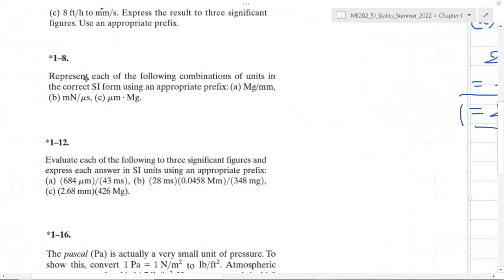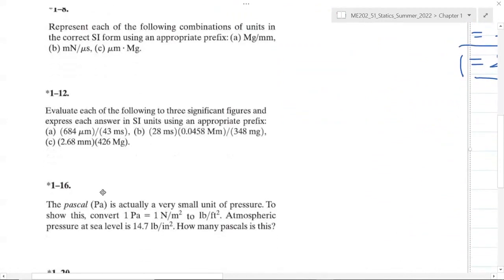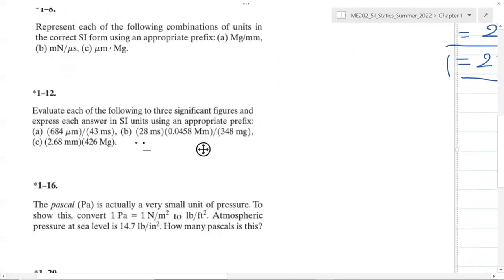Problem 1.8 is very similar to 1.12, so we will focus on 1.12 and that too the middle one. So let's read the problem statement. Evaluate each of the following to 3 significant figures and express each answer in SI units using an appropriate prefix. So let's work on it.